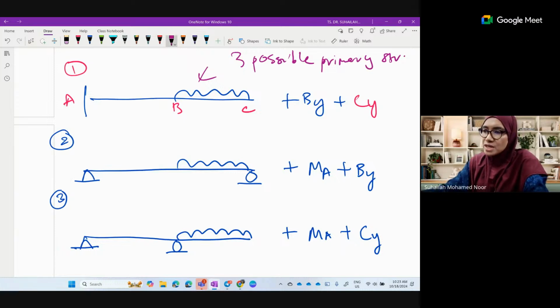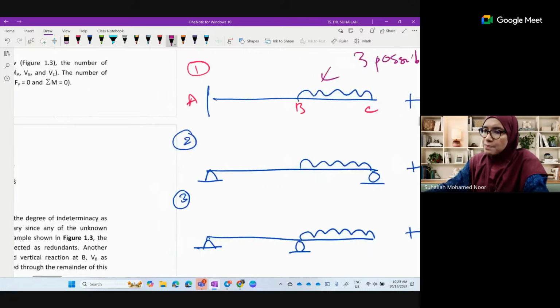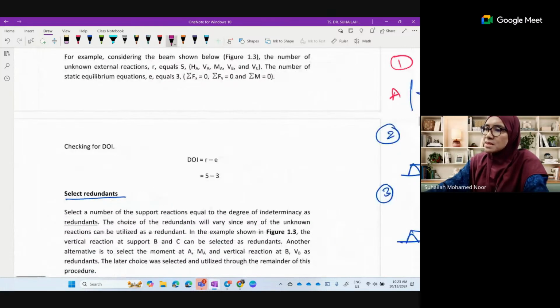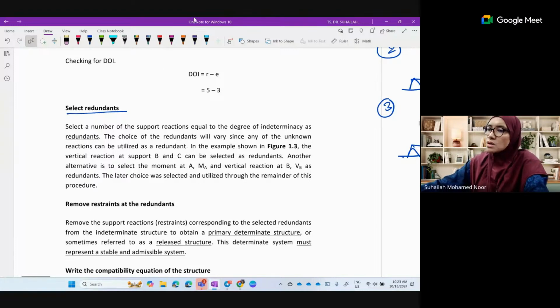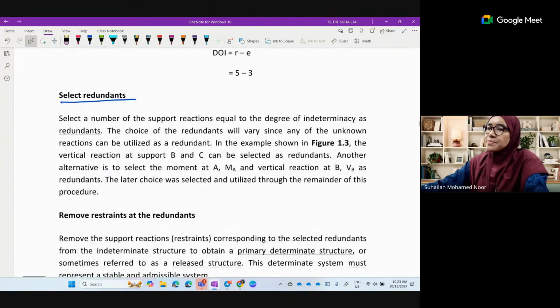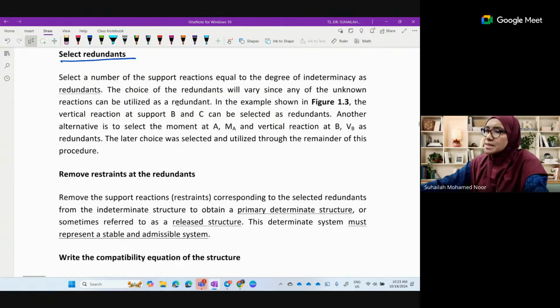So for the derivation of the compatibility equation today, I will choose possibility number 1. And please take note that the compatibility equation is for solving the redundant. Okay, this is the step. We select redundant, let's read it again, select redundant.